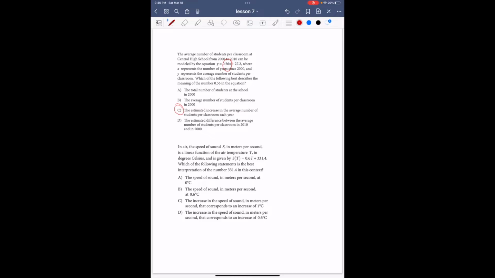That corresponds nicely with C. In air, the speed of sound, c, in meters per second is a linear function of the air temperature T in degrees Celsius and is given by S of T equals 0.6 T plus 331.4. We need to interpret 331.4. That is the y-intercept. So we could say that is when x is 0, y is 331.4. In this case, x is the air temperature and y is the speed of sound. So 331.4 means the speed of sound when x is 0, when air temperature is 0. That corresponds very nicely with A.